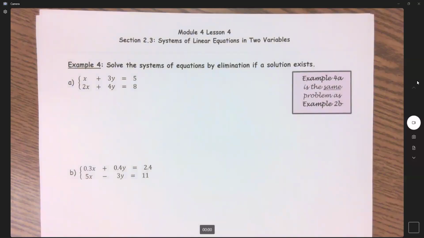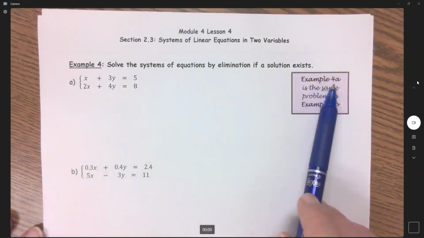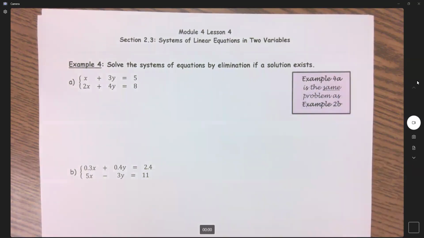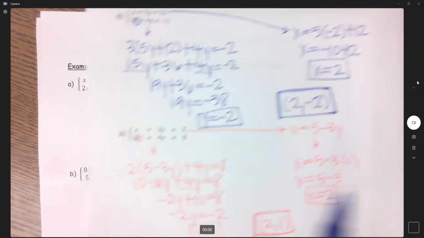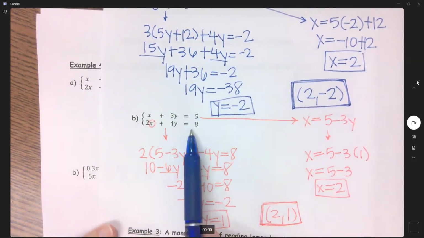Example 4 says solve the systems of equations by elimination if a solution exists. So again, even though it says elimination, if you find something is easier in substitution, use substitution, or if you just like substitution method more, use that. Now I have a note over here that this is the exact same problem as 2B, and that's what I said. So even though this instruction was to use substitution, we use substitution to solve.